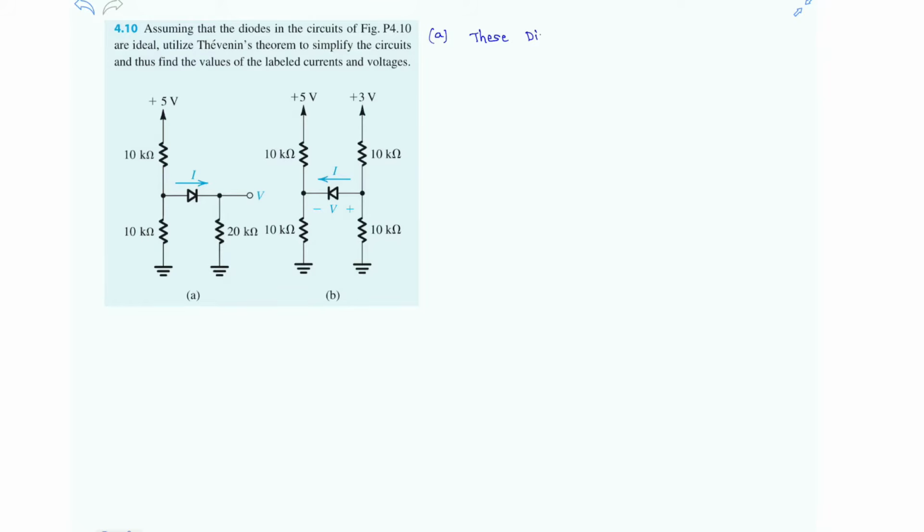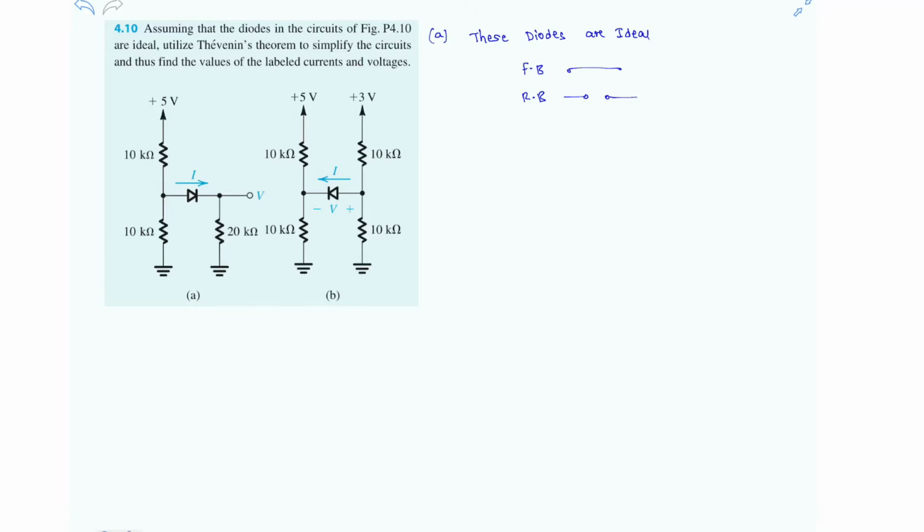These diodes are ideal. That is nothing but in forward bias it is simply a short circuit, in reverse bias it is simply an open circuit. So now let's go with problem A.